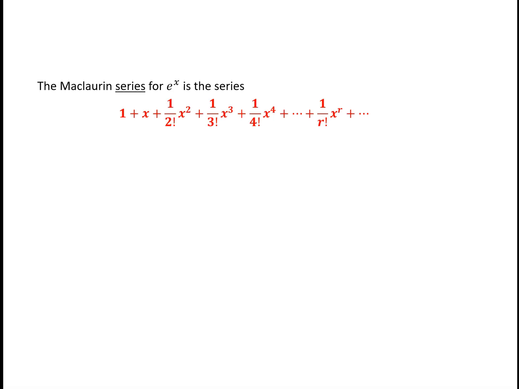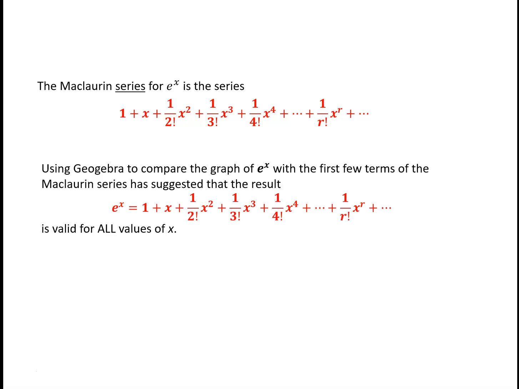So, the Maclaurin series for e to the x is this series that we've just been looking at. 1 plus x plus 1 over 2 factorial x squared plus 1 over 3 factorial x cubed plus 1 over 4 factorial x to the 4. General term is 1 over r factorial x to the r. Using GeoGebra to compare the graph of e to the x with the first few terms of the Maclaurin series has suggested that this result is going to be valid for all values of x.